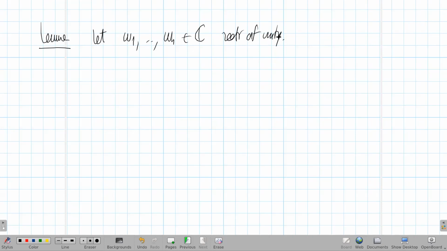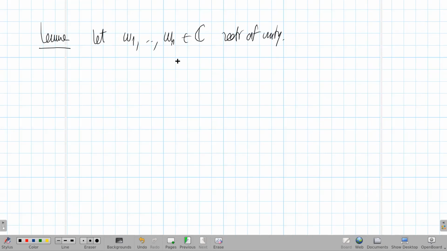Right, the other lemma we have says the following. This will be useful in several situations. This time we take omega 1 through omega n to be roots of unity. So these are complex numbers which are roots of unity. It doesn't matter which roots of unity.